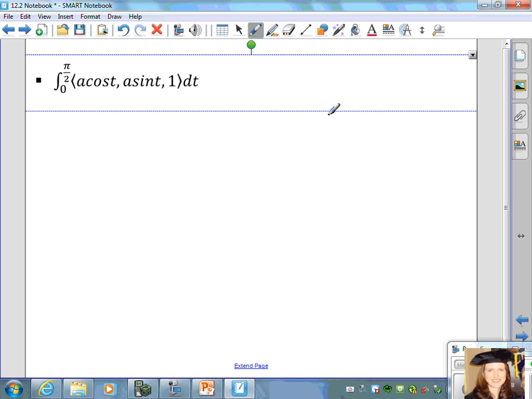On this slide, we have a definite integral of a vector valued function. I want you to pause the video, try this one on your own, and then come back and check your solution.